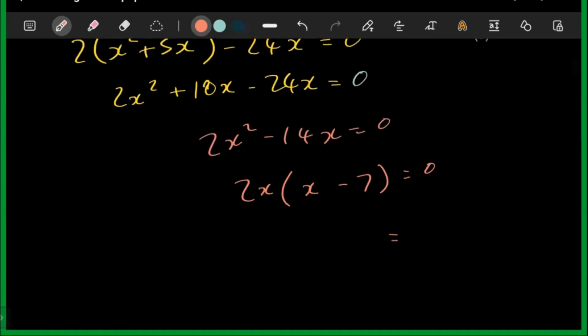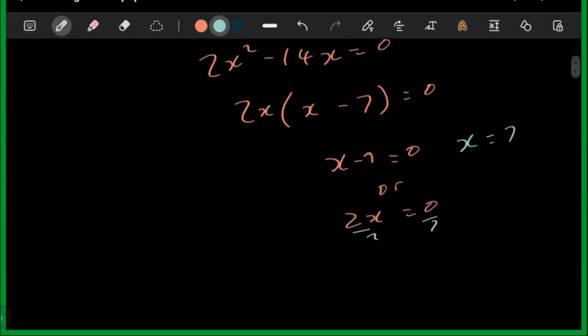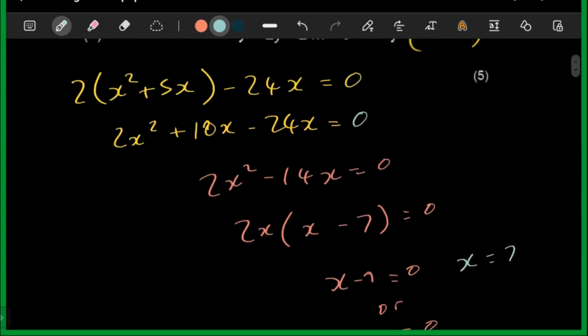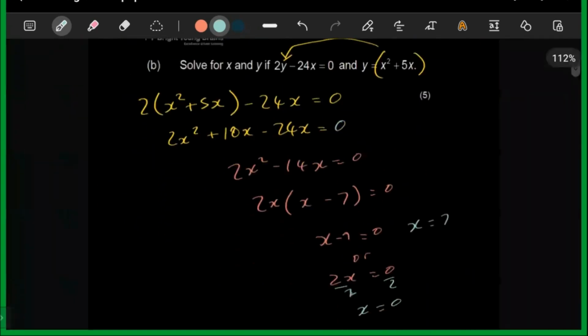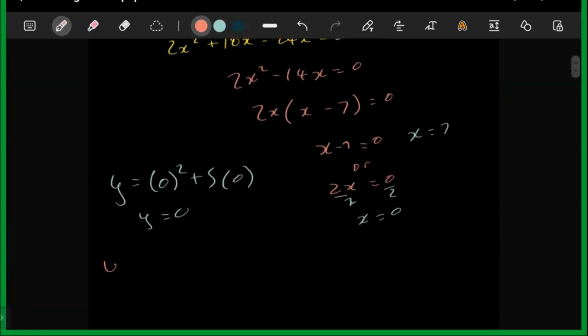Let's see what answers we're getting here. x is equal to 7, or x is equal to 0. Yeah. So that's okay for x. For y, you can throw x in there, right? So you'll have here y is equal to 0 squared plus 5 times 0. y is a 0.